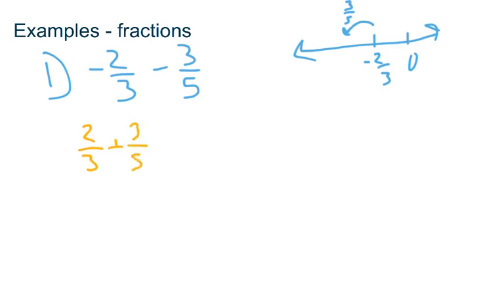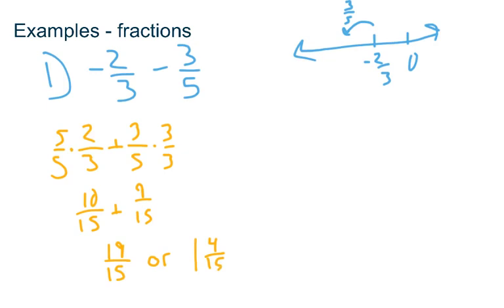So like I said, we now need to get a common denominator. And that common denominator is going to be 15. So I have to multiply my 2/3 by 5/5 and my 3/5 by 3/3. And so I'll have 10/15 plus 9/15. And so that's going to give me a final answer of 19/15, or 1 4/15.